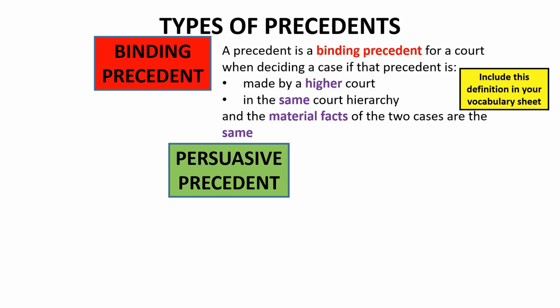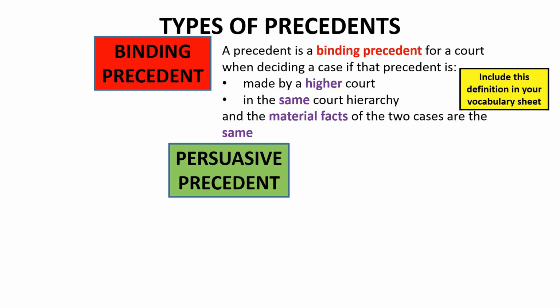So, for example, assume that the High Court set a precedent in a decision it made in 2003, and that in 2020 the Trial Division is deciding a case with the same material facts to the case decided by the High Court. In this situation, the precedent set by the High Court in the 2003 case will be a binding precedent for the Trial Division when deciding the case in 2020. That is, the Trial Division must apply the High Court precedent.